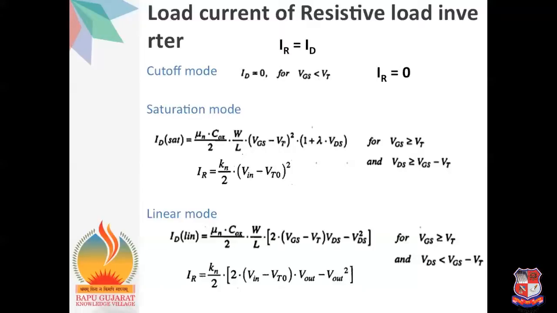Now in case of the saturation mode, the drain current equation in the saturation mode for the general N-channel MOSFET is shown in the figure. Here in this case we consider VGS equal to Vin and VT equal to VTO, so that the load current IR is equal to Kn by 2 times bracket Vin minus VTO squared.